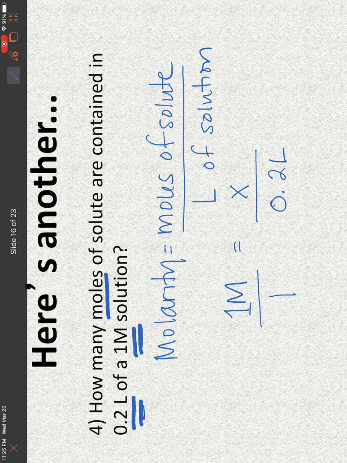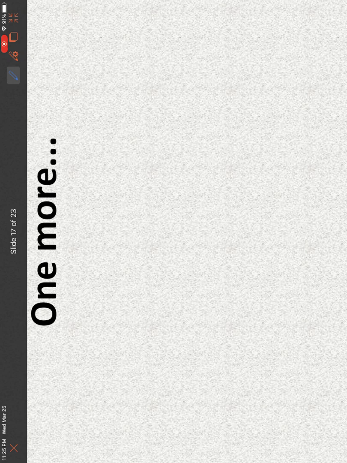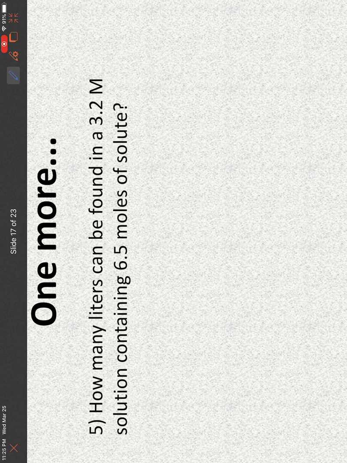So again, all we're going to do is pretend this is over a 1 and cross multiply. When you do that, you end up with X equals 0.2 moles. So in this solution, you would have 0.2 moles of solute. Same formula, we just use it a little differently.